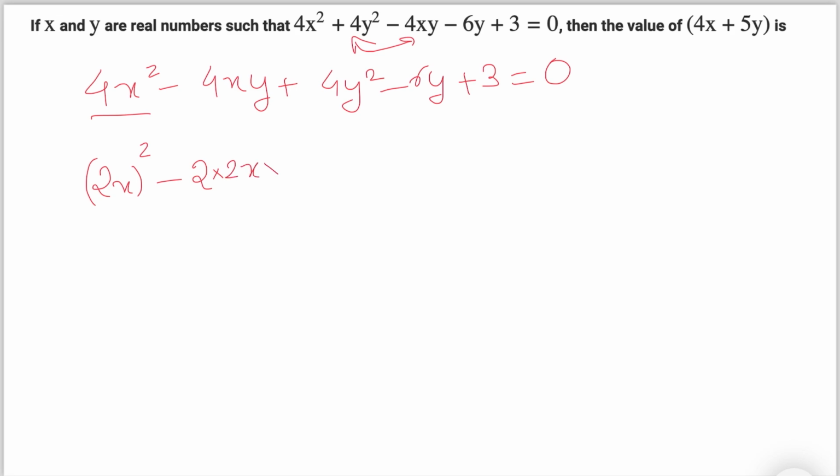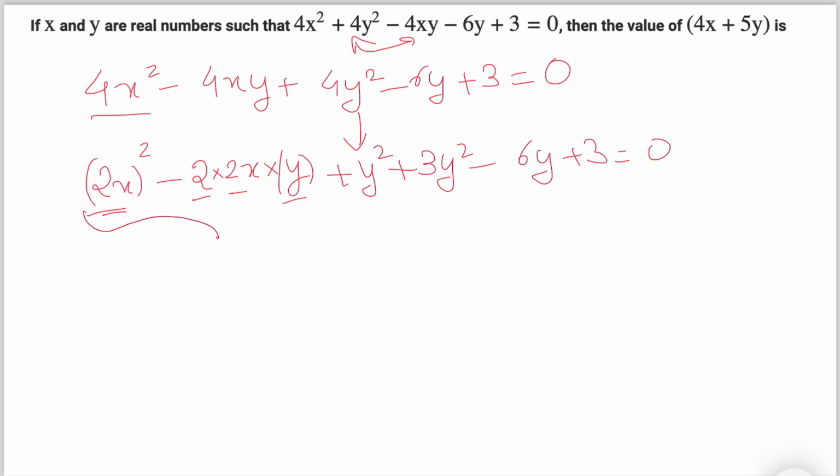2 into 2x into y. So I already have 2x square minus 2 into 2x into y. It's like a square minus 2ab. I simply need a b square term, means I simply need a y square term. So what I will do is the 4y square I will split as plus y square plus 3y square, and the remaining two terms as it is, minus 6y plus 3 is 0.